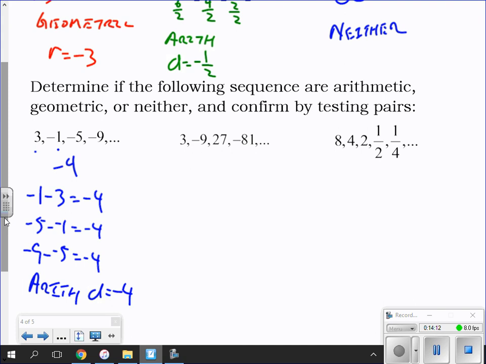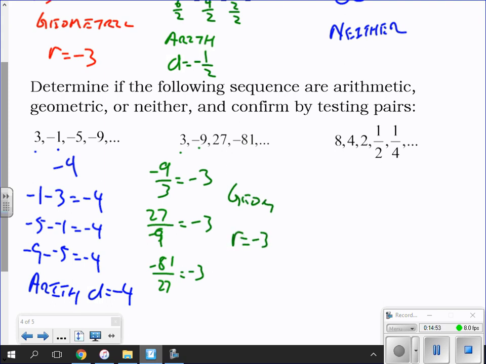Okay. This one changes sign every time, so it's obviously not going to be arithmetic. It might be geometric. You do the same sort of thing. I can't add or subtract every time, so instead of subtracting, I divide. So I take term divided by the previous term. -9 divided by 3, and I get -3. I take 27 divided by -9, and I get -3. I take -81 divided by 27, and I get -3. I get the same thing each time by dividing. That means this is geometric, and R is -3.